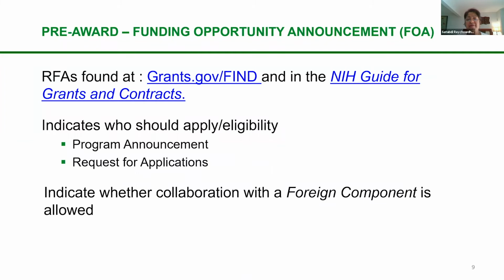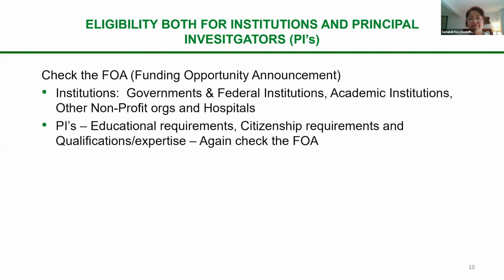And actually the RFAs also indicate whether collaboration with a foreign component is allowed. So you can check if people applying from other countries are eligible to apply in the RFAs and program announcements. Check the funding opportunity announcements. What kinds of institutions are allowed? If government or federal institution, academic institution, other nonprofits and hospitals. So you need to read through the RFA to make sure that you are eligible to apply.